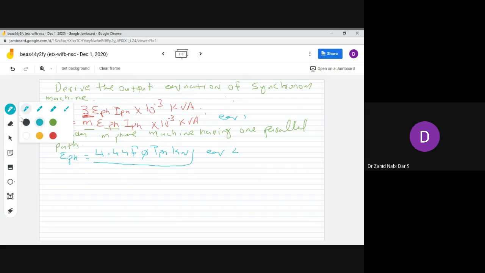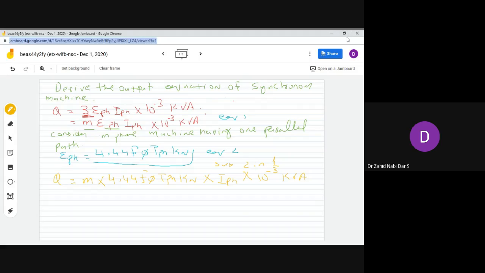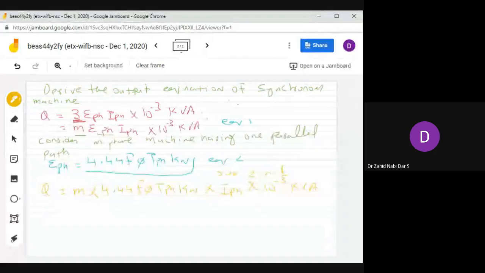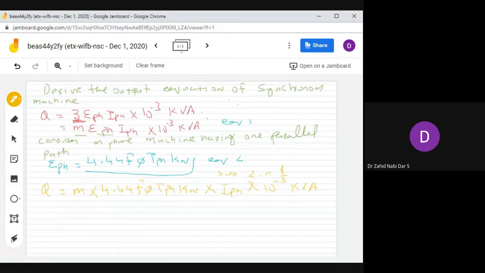So I can substitute 2 in 1, and I get Q equal to M, and instead of E phase I write 4.44 f phi T phase Kw, and here I have my I phase, and my 10 power minus 3 kVA.